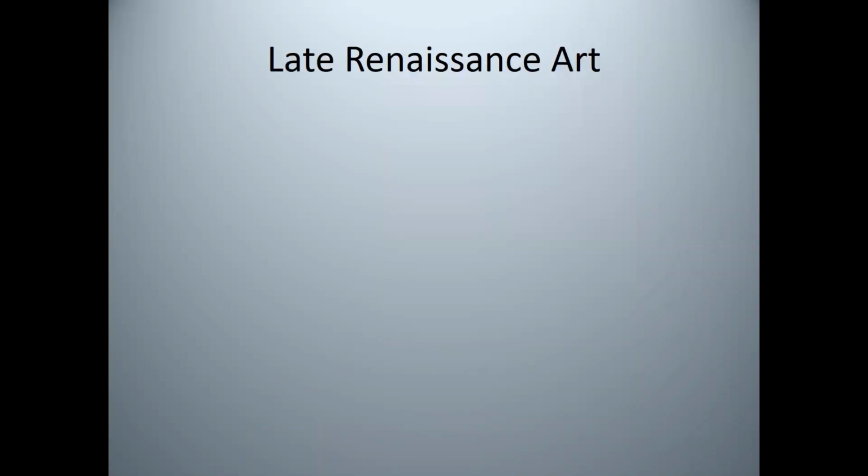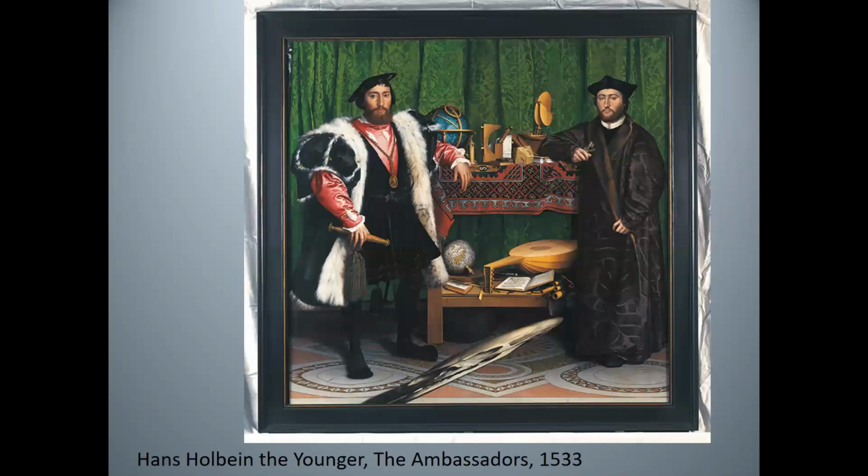Late Renaissance art. In the 16th century, subject matter in art was shifting from the religious art commissioned by popes and other church leaders to a more secular focus commissioned by wealthy merchants and families. This 1533 portrait of Jean de Dinteville on the left and Georges de Selve on the right by Hans Holbein the Younger is commonly known as The Ambassadors.